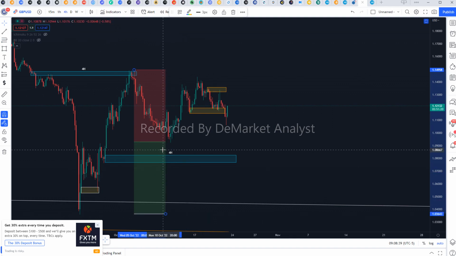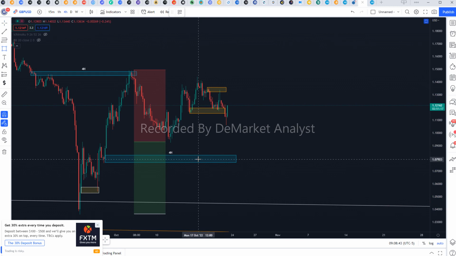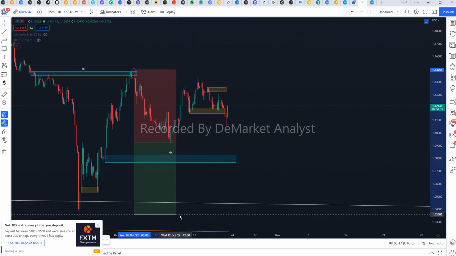And which area did I identify? This particular level. But where did the price bounce off? Look at it. Price bounced off at exactly the 50% region. Do you understand? Because price bounced off from here, I didn't go ahead and start jumping into the trade and the rest.